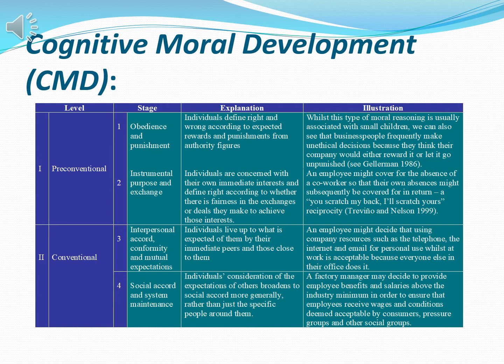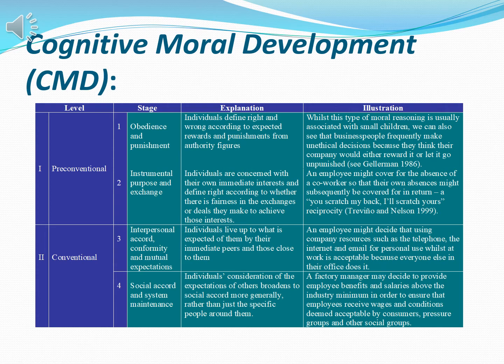Then the second level is the conventional, interpersonal accord, conformity and mutual expectations. In this, individuals live up to what is expected of them by their immediate peers and those close to them. So an employee might decide that using the company's resources, such as the telephone, internet and email, for personal use while at work is acceptable because everyone else in the office is doing this. So they are just following the normal things that are happening there.